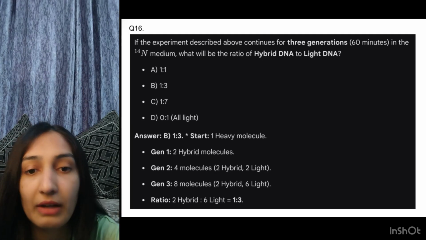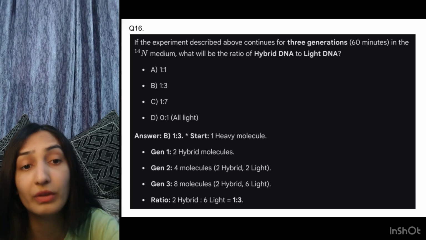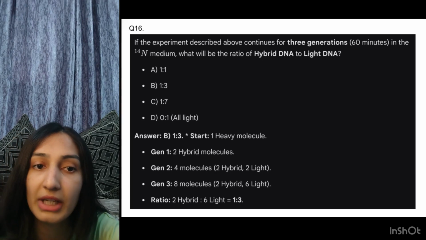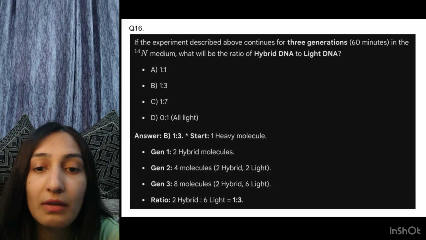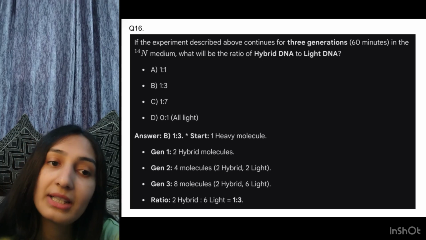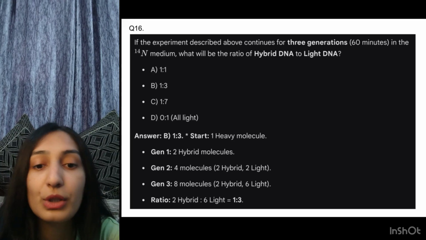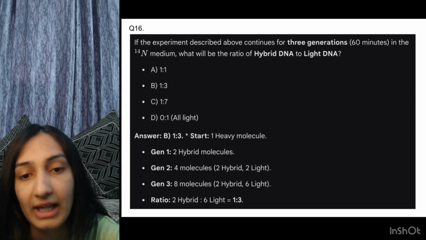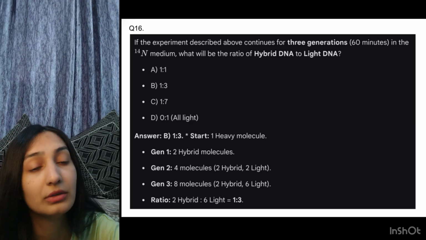Then generation 1, we have 2 hybrid molecules. Then generation 2, we have 4 molecules, that is 2 hybrid and 2 light. In generation 3, we have 8 molecules, that is 2 hybrid and 6 light. So the ratio becomes 2 hybrid is to 6 light. That is 1:3.